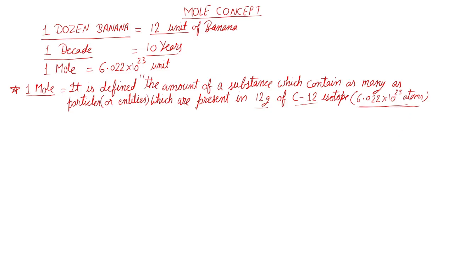Okay, now let me explain you here. If we say 1 mole carbon 12, it contains 6.022 into 10 to the power 23 atoms of carbon 12. Okay, now if we say, its mass is 12 gram.